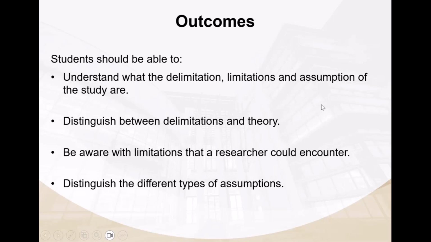Well, there are outcomes which I've developed. The first one is that by the end of this workshop, we should be able to understand what the delimitation, limitations, and assumptions of the study are. The other outcome is that you need to be able to give a distinction between delimitation and limitation, and also be aware of limitations that a researcher could encounter. In other words, you as a researcher could encounter some of the limitations. And also be able to distinguish the different types of assumptions.